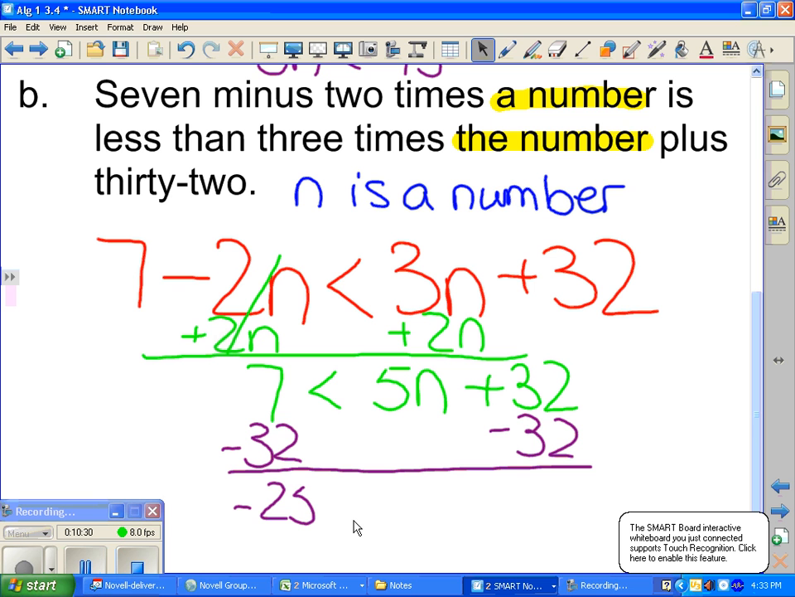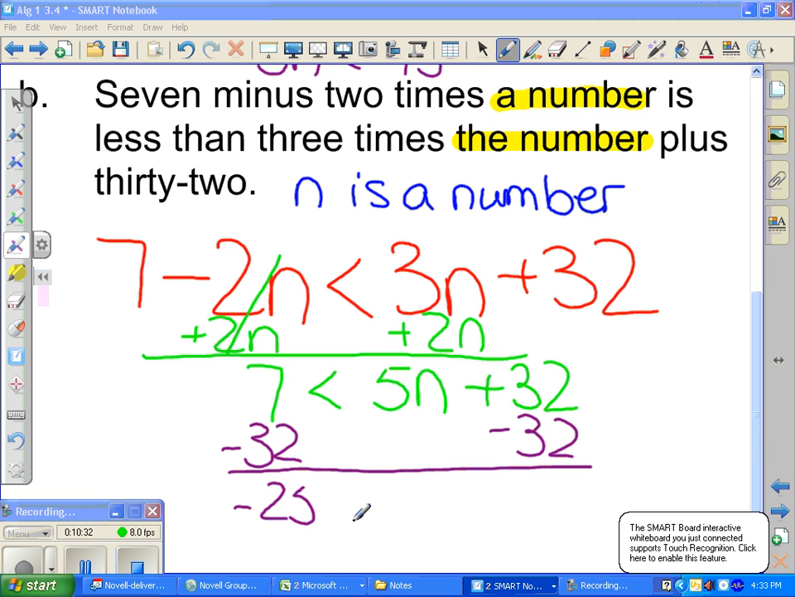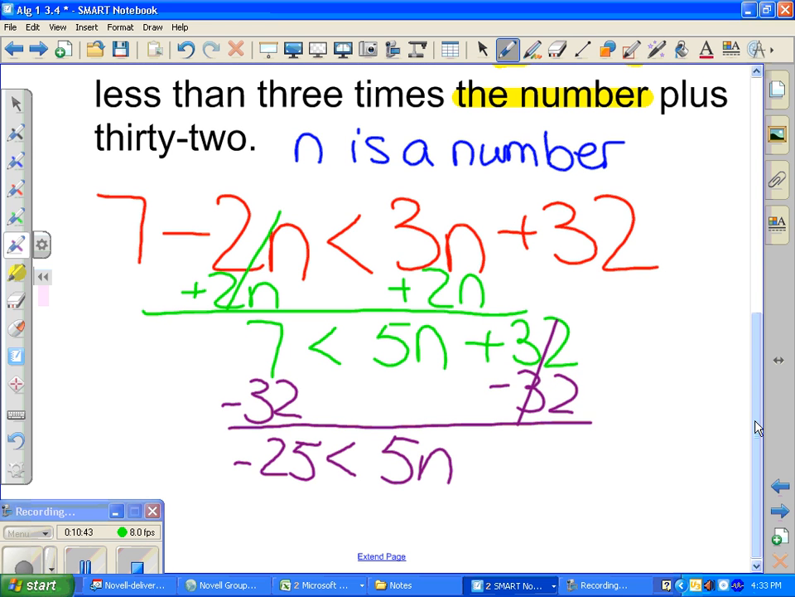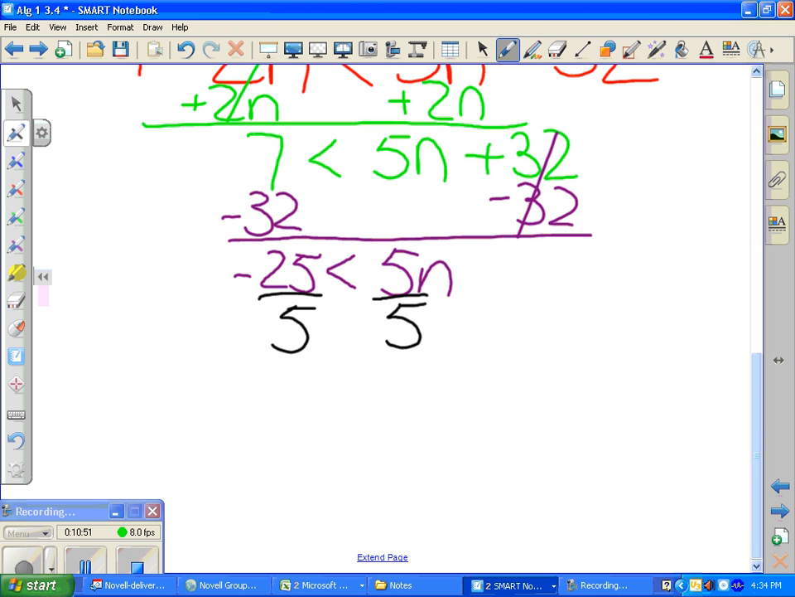Negative 25 is less than 5n. And then the final step, divide by the 5. Negative 25 divided by 5 is negative 5, is less than n, but you can't finish it there. The n has to be written first. So n is greater than. You've got to reverse it when you switch it like that.